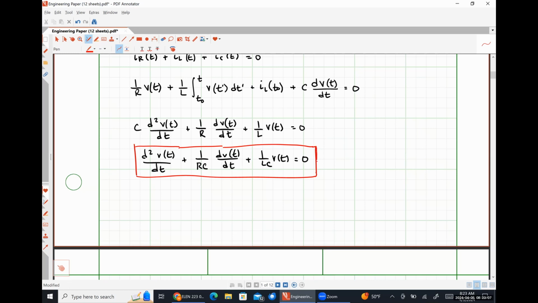So in order to solve this differential equation, we need to figure out what form the voltage needs to take. So we're looking for a function where the first derivative and the second derivative and the function itself could combine together to make 0. So what kind of function satisfies that?